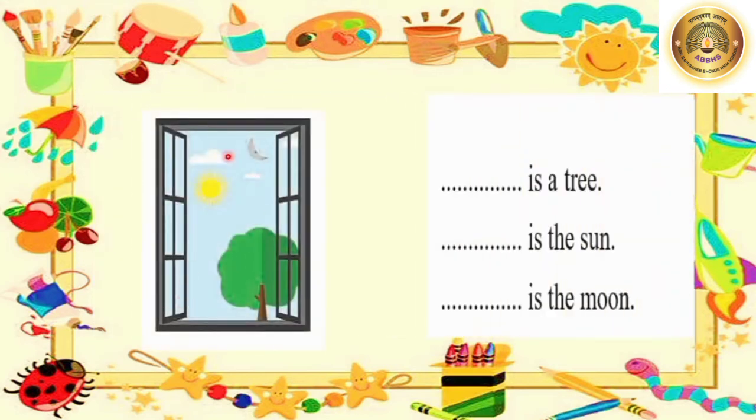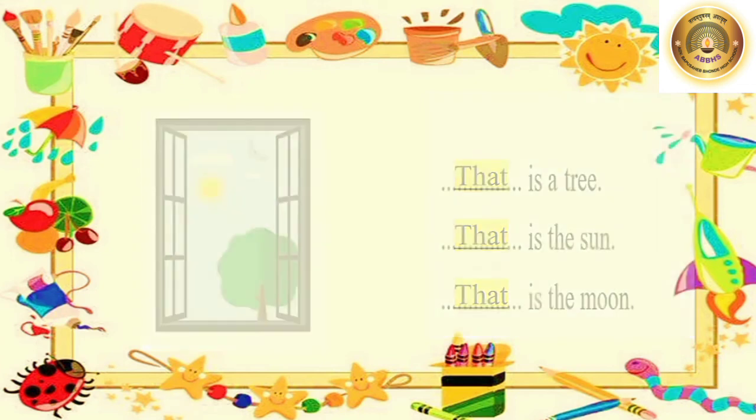Now see the next picture. Yes, where all are far away from us. The tree is outside the window. Moon and sun are also outside the window. It means they are far away from us. So we will use the word that. That is a tree. The next is what? Dash is the sun. So again we'll write that is the sun and that is the moon.